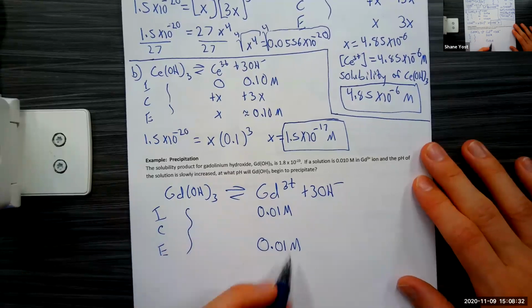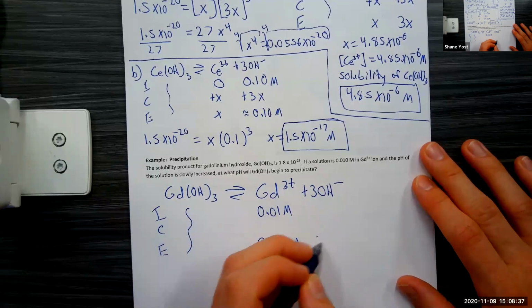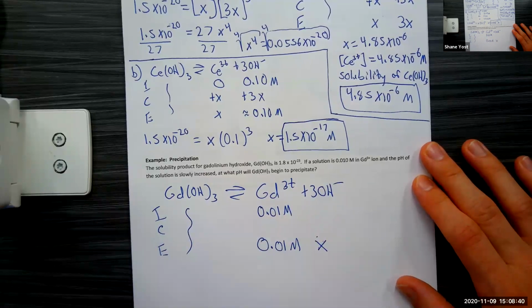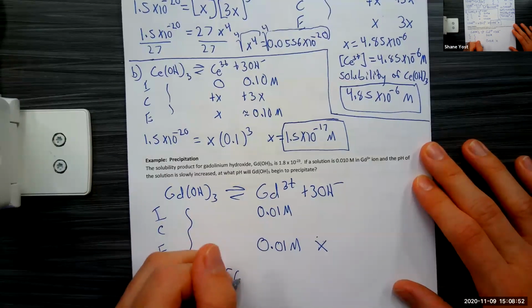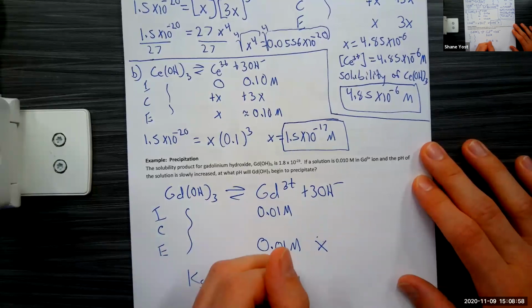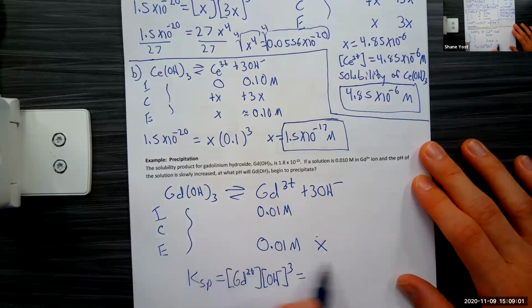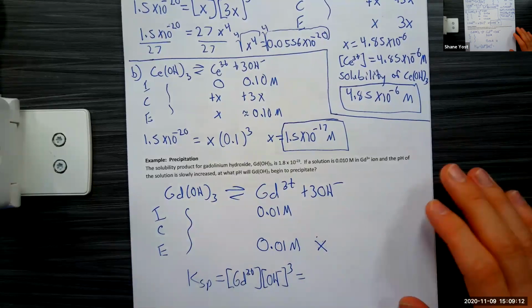What we want to know is, what is the concentration of OH minus that I need at equilibrium, in order for the concentration of OH minus times the concentration of Gd3 plus to give me the KSP, which equals the concentration of Gd3 plus times the concentration of OH minus cubed? Any concentration above that will start forming solid. Any concentration greater than your equilibrium concentrations will start forming a solid.